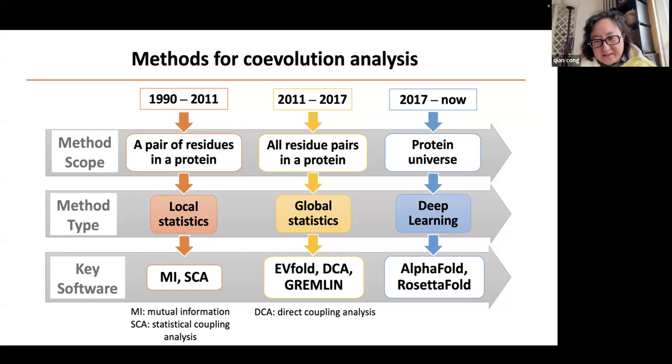there were deep learning methods like RoseTTAFold and AlphaFold, which were the most efficient way to analyze this coevolutionary signal. These deep learning methods not only see the global picture of one protein or one protein pair, but through the process of training, they have also learned the rules from the entire protein universe. They basically learned the rules of protein folding and interaction.